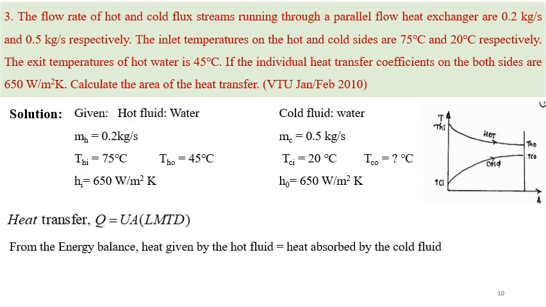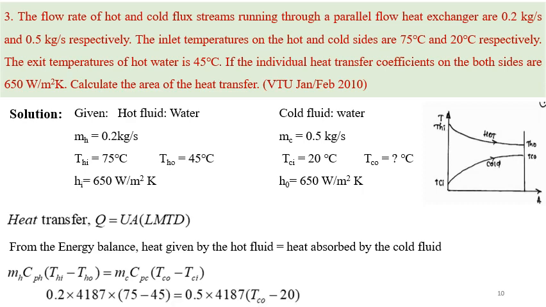So we know from energy balance, the amount of heat given by the hot fluid is equal to the amount of heat absorbed by the cold fluid. So mh Cph (Thi minus Th naught) is equal to mc Cpc (Tc naught minus Tci). Substitute all the values. 0.2 into 4187. I considered Cp of water as 4187. The same Cp is considered for hot as well as cold fluid, because both the sides are water, and this is given for the hot and cold streams. Hot fluid is water, so that's why cold fluid is also water.